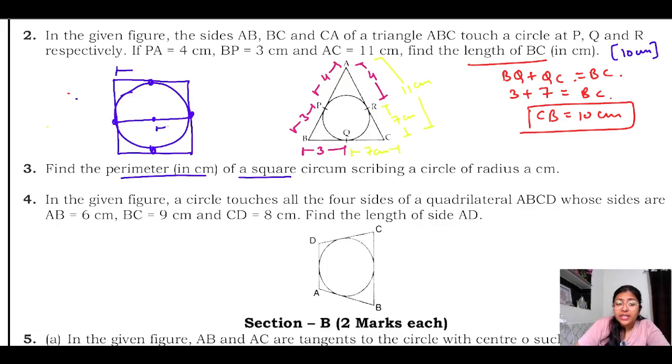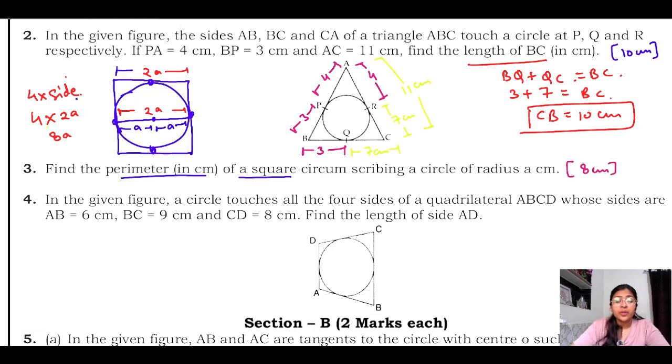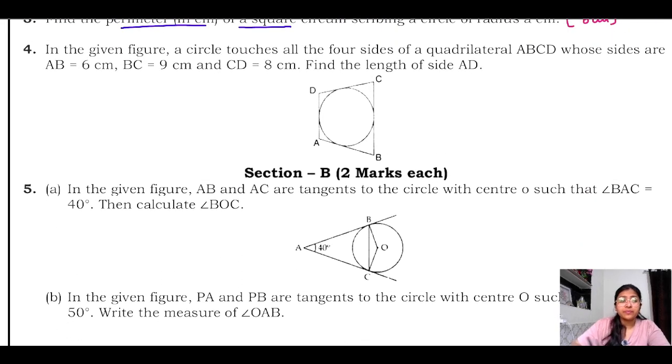The radius is given as a unit, and we know that diameter is twice the radius. So the diameter will be 2a. If the diameter is of length 2a, then it means the square is of side length 2a. Yes or no? Yes. We need to find out the perimeter of the square. What is the formula for finding the perimeter? 4 into side. Side of the square is 2a. So the perimeter will be 8a. Okay, learners, this is clear to you? Yes. Okay, move to the next question.